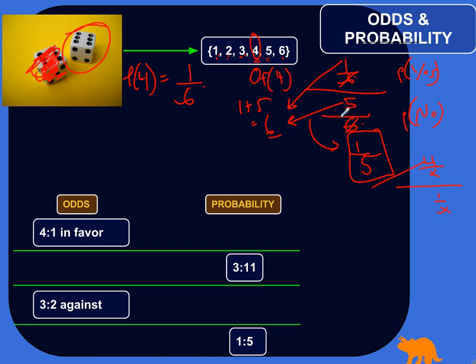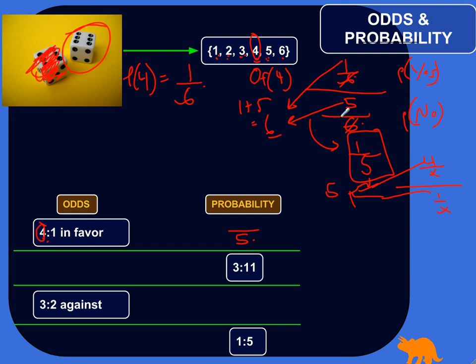Now, if we were to take these two numerators and add them together, just like we did here, 4 plus 1, that's 5. So our probability will be something over 5. We take the two numbers in the odds, and we add them up to get the total possible outcomes for probability. So something over 5. Now, the odds are 4 to 1 in favor.